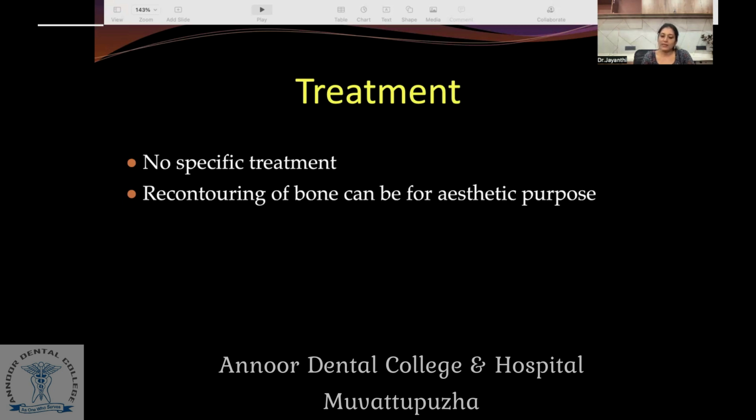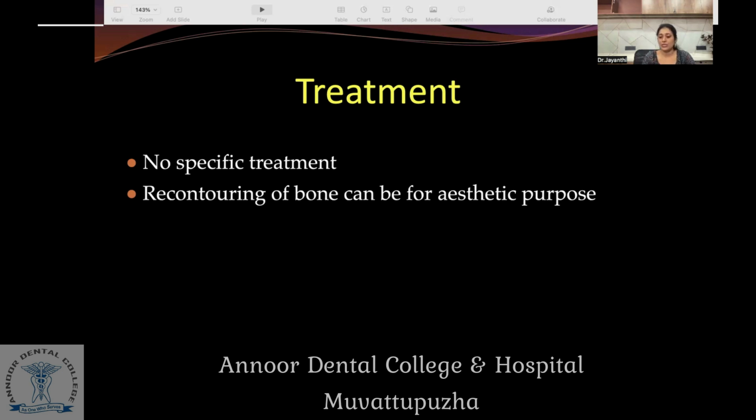To overcome that, recontouring of bone can be done, but it is not advisable in the initial stages. Wait for the lesion to stop growing. That usually happens when the child's growth is arrested by 18 or 19 years. After that, aesthetic recontouring and surgical shaving of the bone can be done. Otherwise, you don't have to worry much about it. It's not a problematic condition. It is only a developmental disorder, so no specific treatment is required for this.